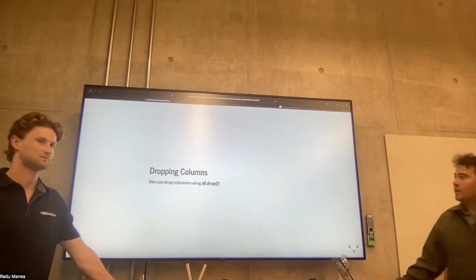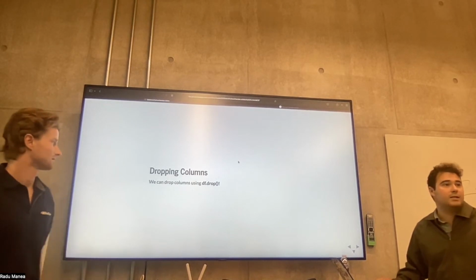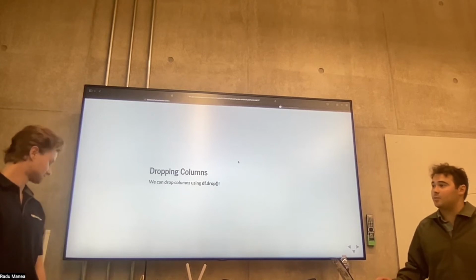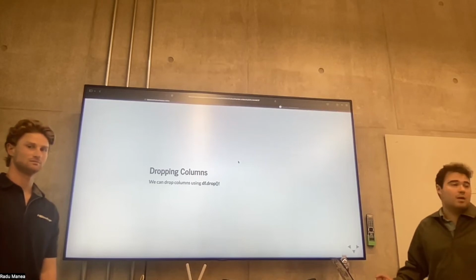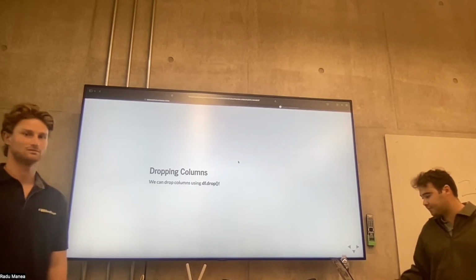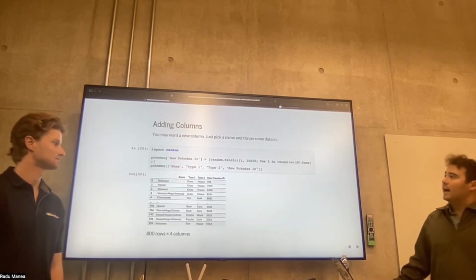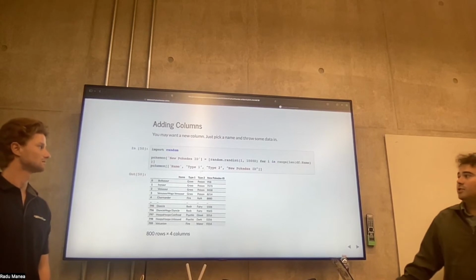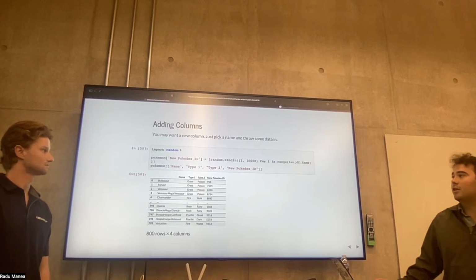And then we can also drop columns. Once you start working with really large data sets with multi-millions of rows, it gets pretty computationally heavy for your machine. And so we want to drop columns that we don't need. And we can do that with the drop function. And then also we can add columns. So here we just import random really quickly. You guys can do the same thing if you're following along.